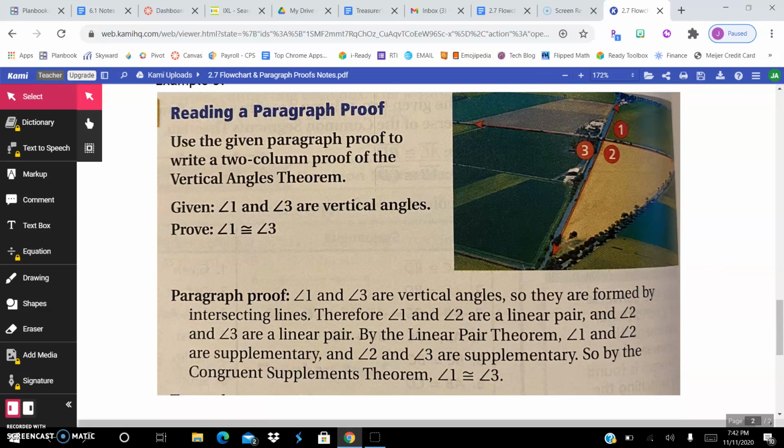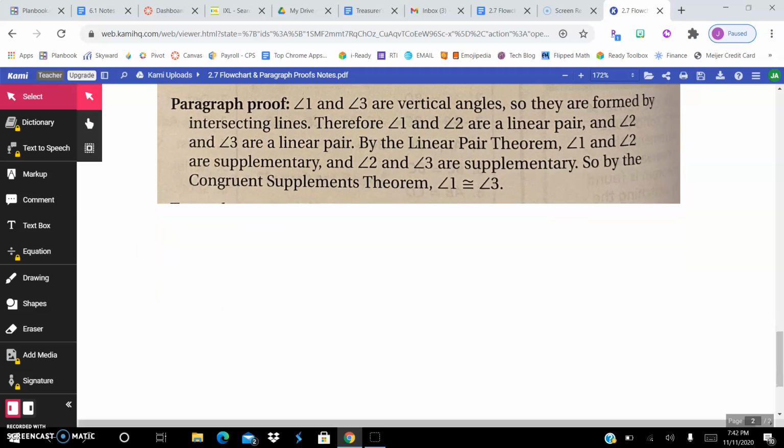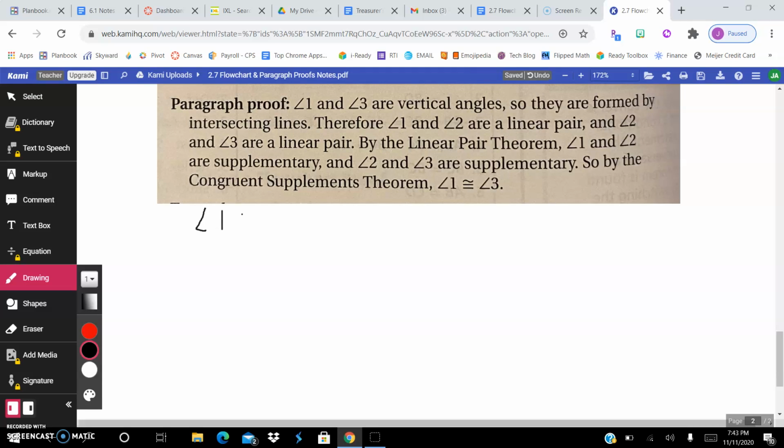So example 3 here says, use the given paragraph proof to write a 2-column proof of the vertical angle theorem. We're given that angles 1 and 3 are vertical angles, and we have to prove that angle 1 is congruent to angle 3. So we're given this paragraph proof here, and we have to break it up into a 2-column proof so that it looks like what we're used to working with. So in the first sentence, it says angle 1 and angle 3 are vertical angles, so they are formed by intersecting lines. So the first thing is angle 1 and angle 3 are vertical.